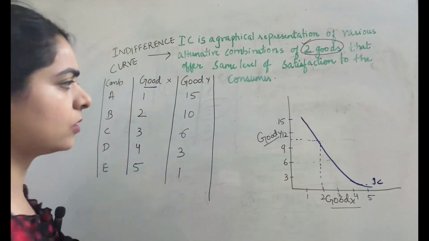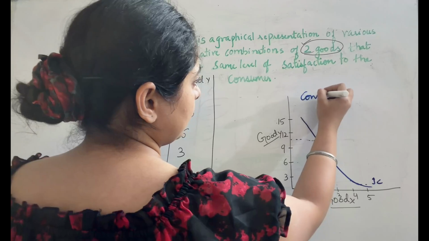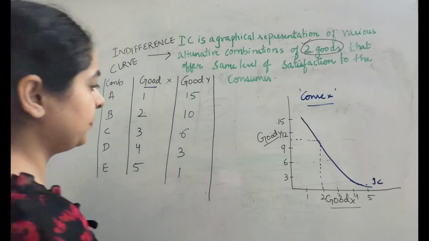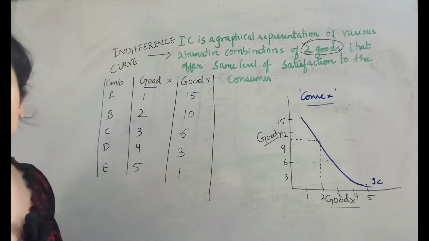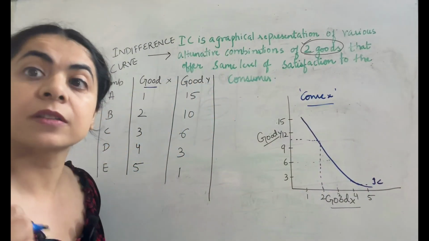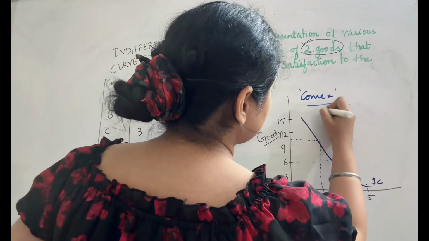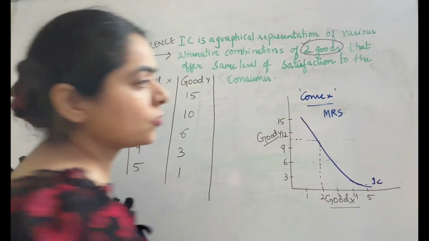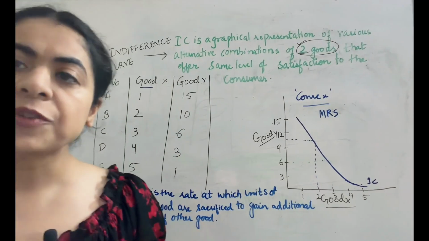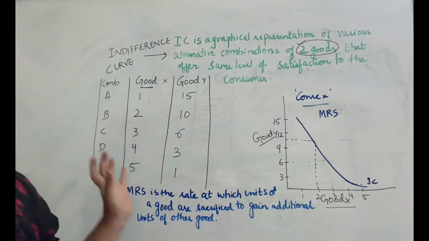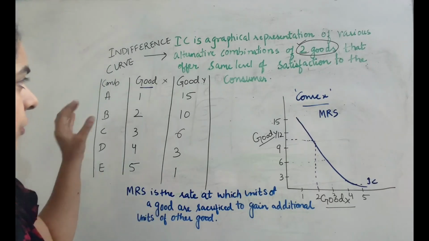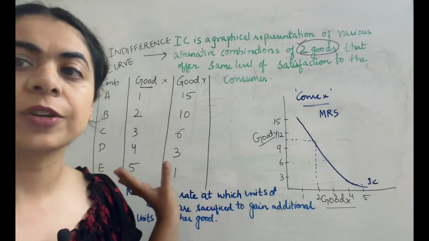So the shape of the indifference curve, please remember, is convex to the origin. This could be asked in the form of a question as well. Now what is the reason behind this shape? The reason is the slope of the indifference curve, which is represented as the marginal rate of substitution. First we need to understand what marginal rate of substitution means. It is the rate at which units of a good are sacrificed to gain additional units of the other good. In this case, units of good Y are sacrificed to gain additional units of good X.